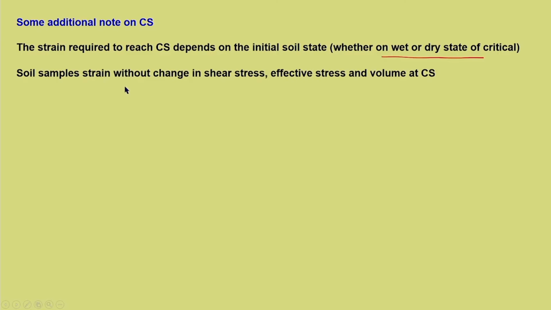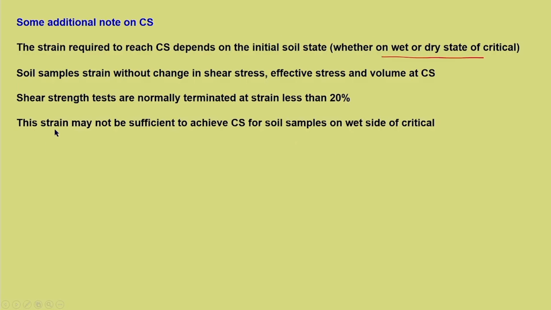The soil sample strains without change in shear stress, effective stress and volume at critical state. So, there is shear straining happening at constant conditions. Shear strength tests are normally terminated at strain less than 20%. It depends upon the codal provision what the termination criteria is. This strain may not be sufficient to achieve critical state for soil samples on the wet side of critical.